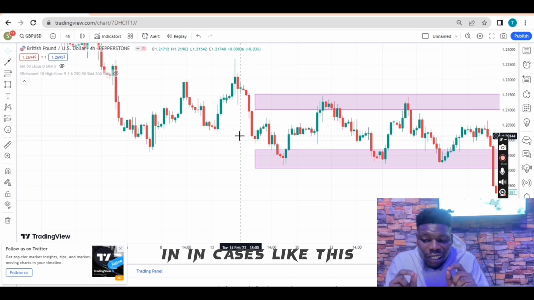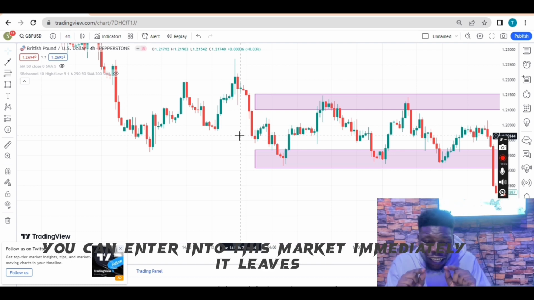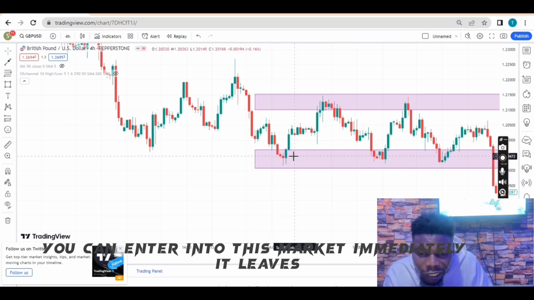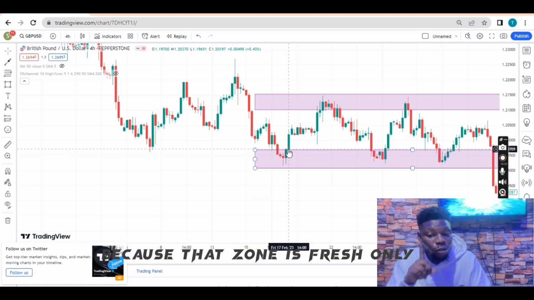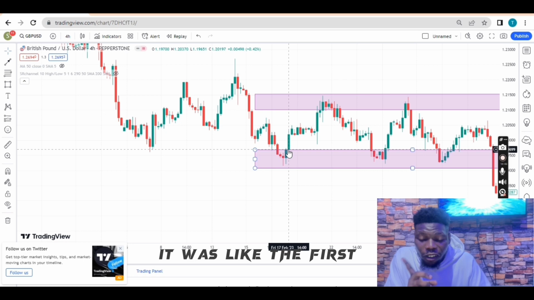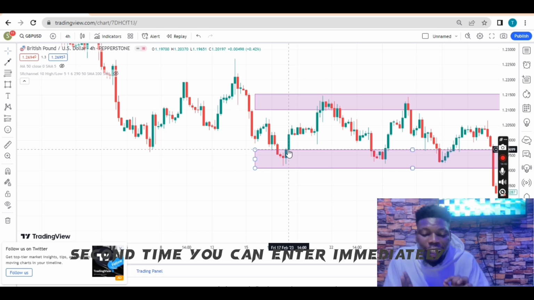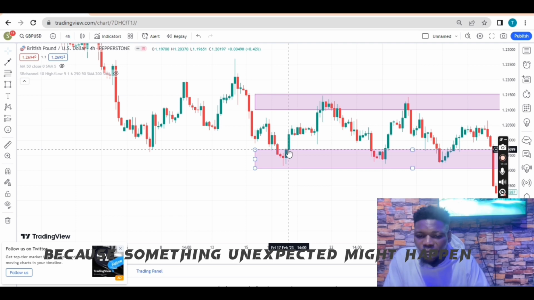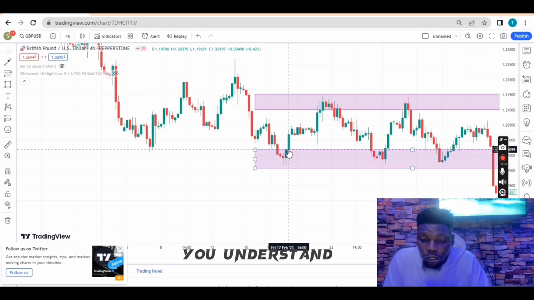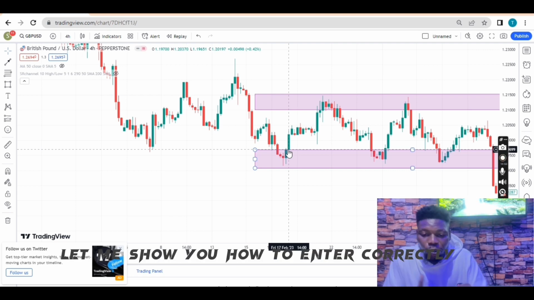So in cases like this, you can enter into this market immediately it leaves the demand zone, because that zone is fresh. Only if it's like the first or second time can you enter immediately, but after that you must wait for a retest because something unexpected might happen. You understand? Okay, let me show you how to enter correctly now.